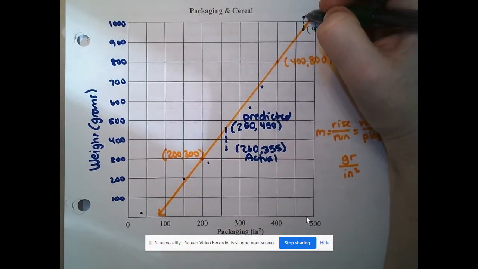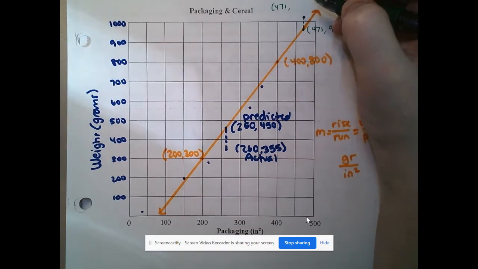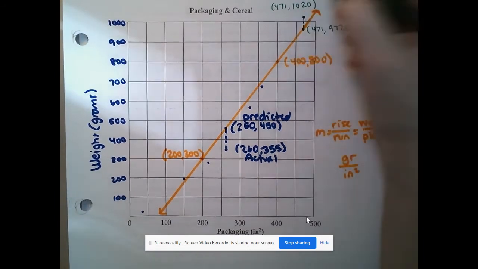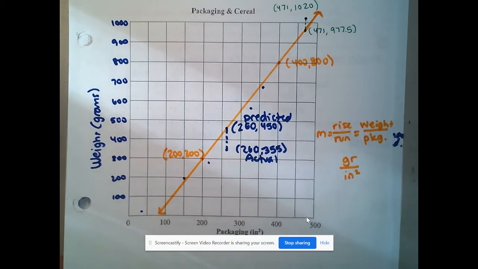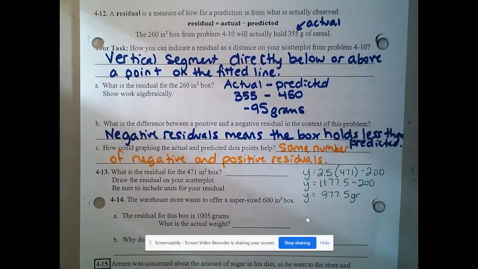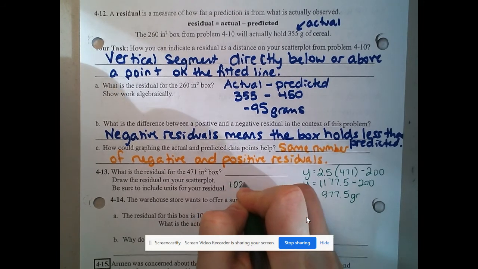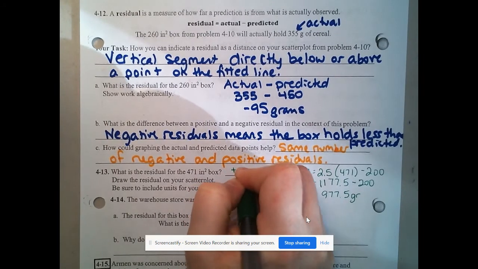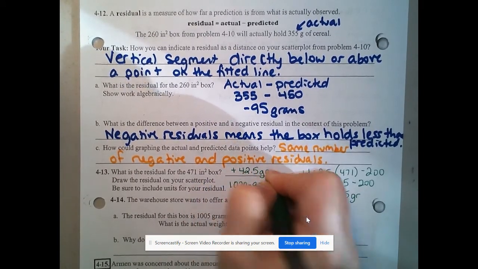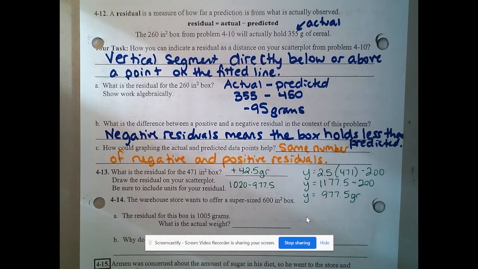The actual point up here was 471.1020. So in this case, that point is above the line. It's going to have a positive residual. So we would do 1,020, take away the 977.5, and it has a positive 42.5 gram residual. Now, you don't need the plus sign there, but I'm putting it there because I'm saying it at the same time to say this box held 42.5 grams more than our fitted line would have predicted.